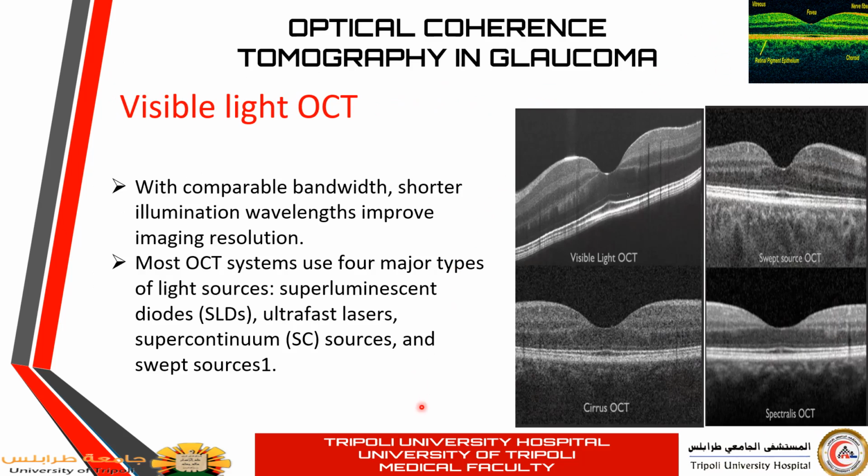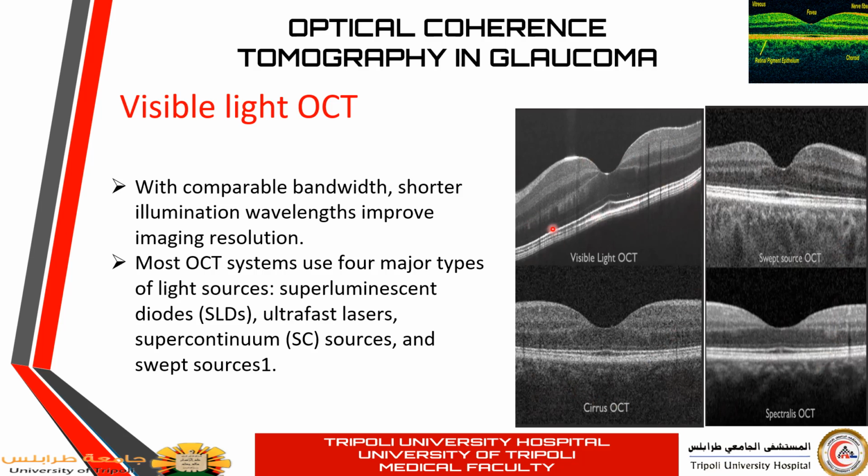The visible light OCT uses a light spectrum that is in the visible range, as compared to the traditionally available OCTs in the market, which use mainly four types of light source: the superluminescent diodes, the ultra-fast laser, the supercontinuum source, and the swept source light. You can see here the difference in the image between the four modalities. This is the visible light.